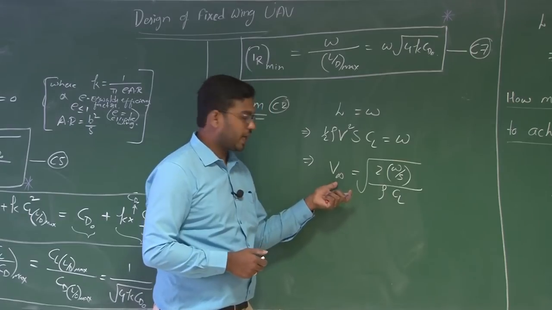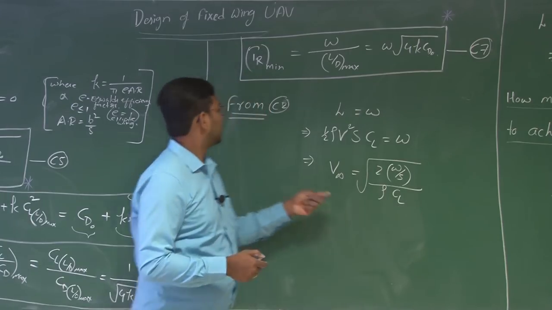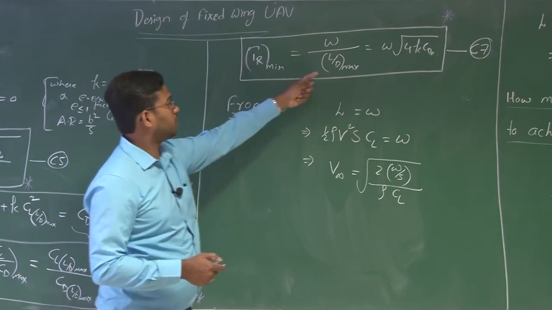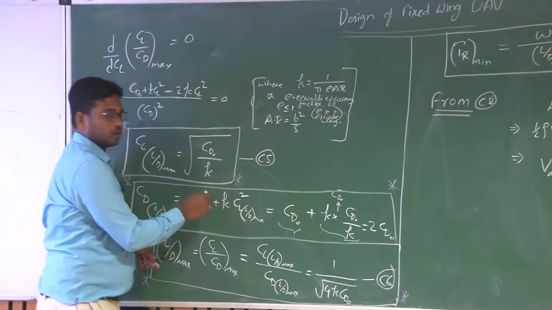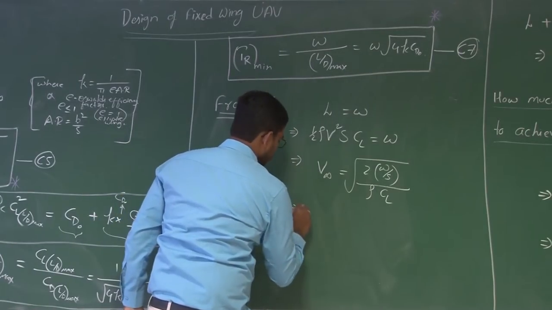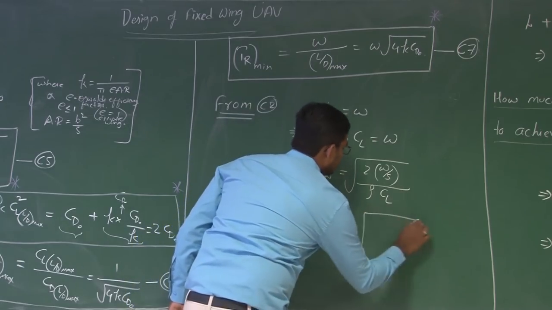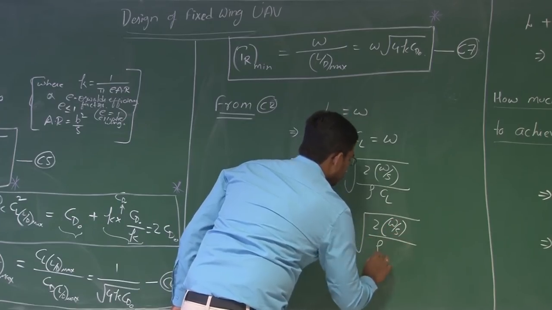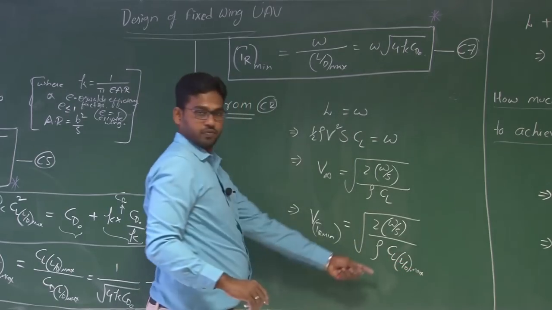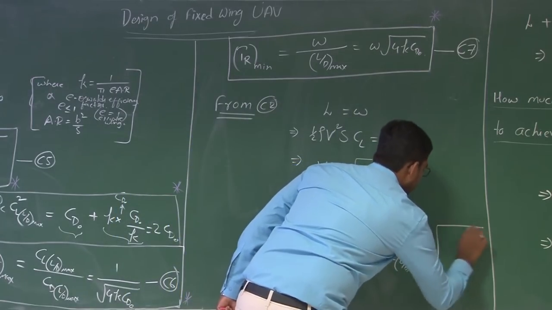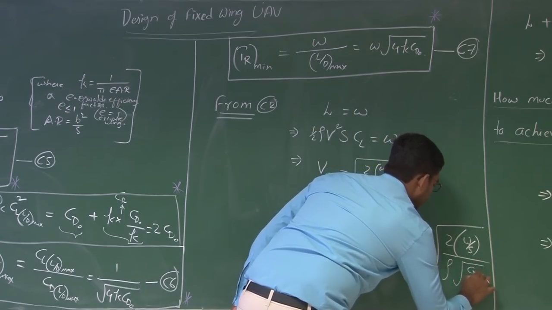Right? So, in order to fly at the thrust required minimum condition, I need to trim this aircraft at the CL that corresponds to minimum thrust requirement, which is nothing but L by D maximum, CL for L by D maximum. So, the CL for L by D maximum is root over CD naught by K. If we substitute this here, the velocity for TR minimum, thrust required minimum or L by D maximum, is equal to square root over 2 W by S divided by rho into CL for L by D maximum or TR minimum. Right? So, what is the corresponding value here? Root over twice the wing loading by rho into square root over CD naught by K.